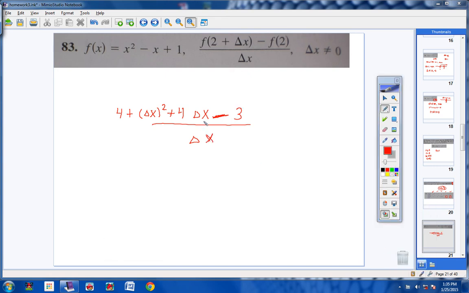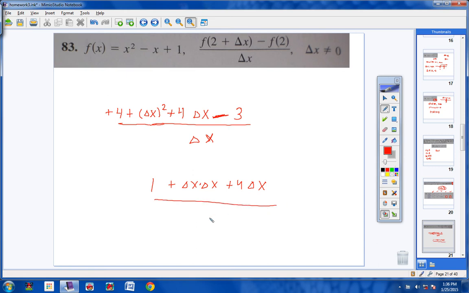Okay, students, I'm back. I think I figured this out. Okay, so here we go. Up top we have a positive 4 and a negative 3. You can combine those two terms right there, and that would give you a positive 1. So I have a positive 1 plus delta x squared, and then plus 4 delta x. Okay, now all of this is over delta x.